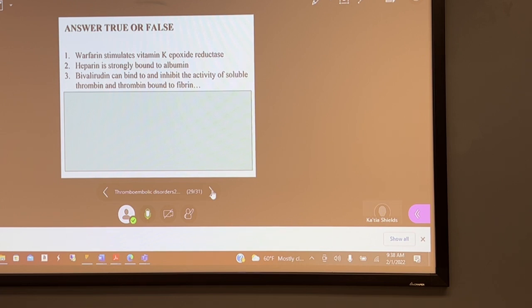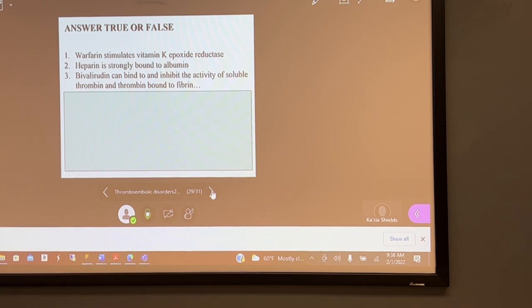Heparin strongly binds to albumin. False. It is not bound to albumin. It is bound to antithrombin. Okay?